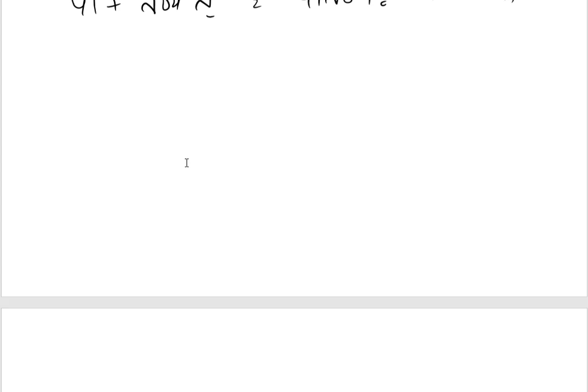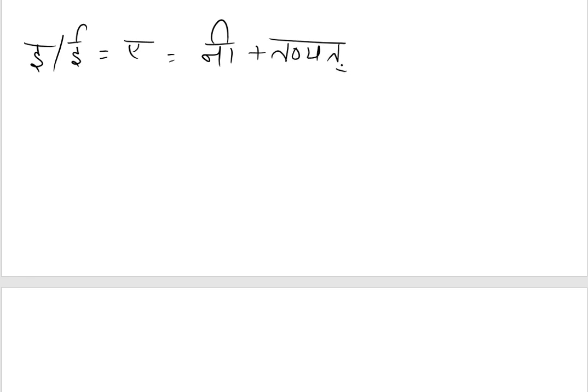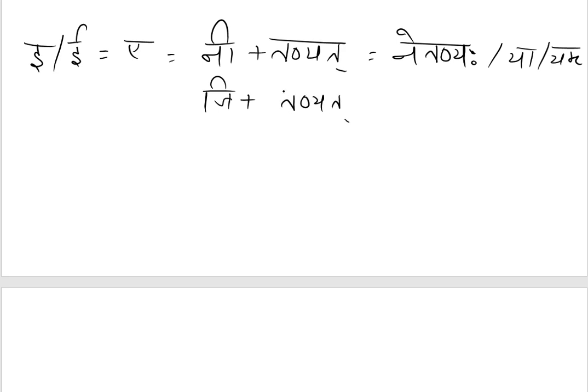If the ending letter is small e or badi e, that will change into a letter. For example, ni plus tavyat. So netavyah, netavya, and netavyam. Like that we are making. If any other word, if we say ji plus tavyat, so jetavyah, like that we are making.